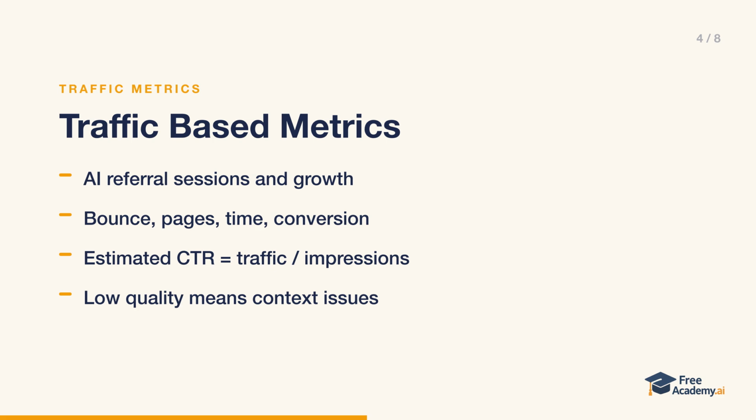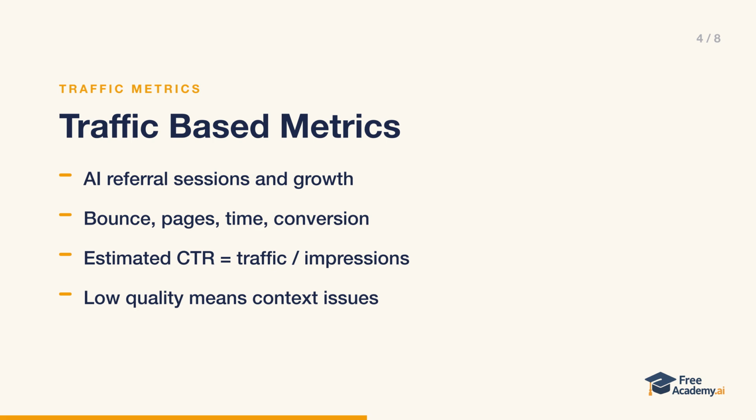AI traffic quality asks how engaged those visitors are. Compare bounce rate for AI traffic against your other traffic. Then look at pages per session, time on site, and conversion rate. High-quality AI traffic validates that your citations are working. Low quality may mean the citation context is off.